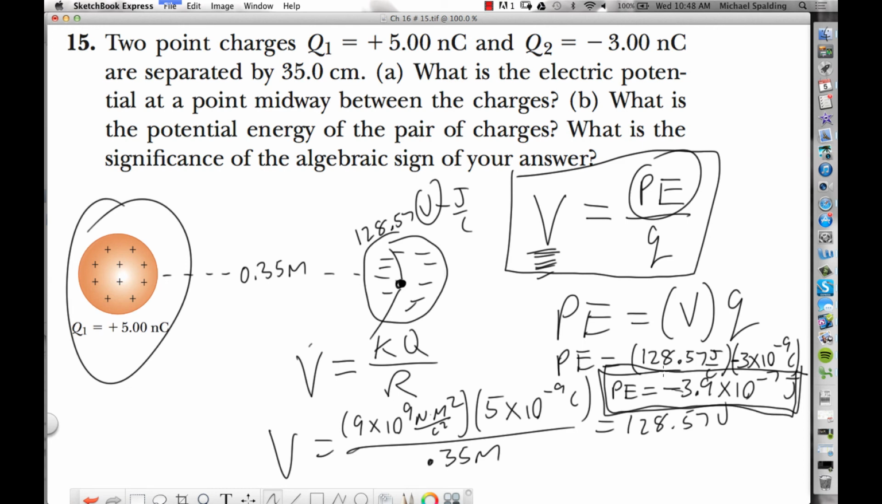So what you do is remove one of the charges, find the electric potential at the point that was there, and then stick back the charge that you removed and find out how much potential energy he'd have.